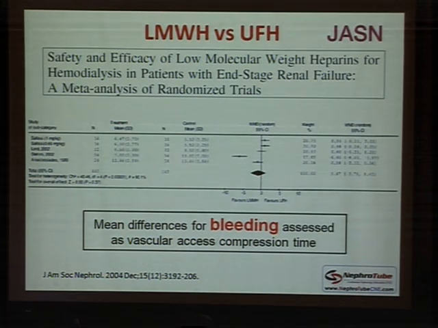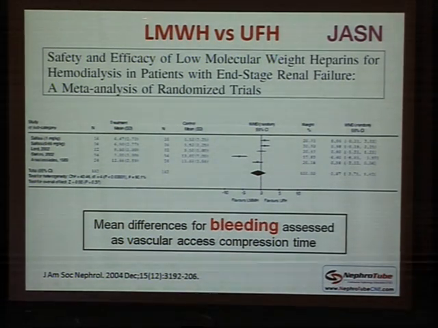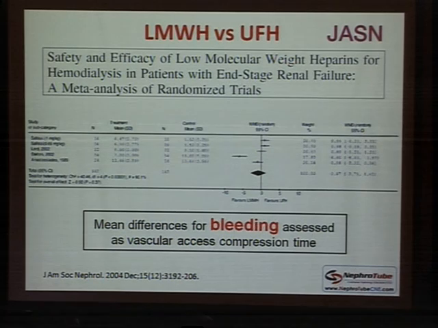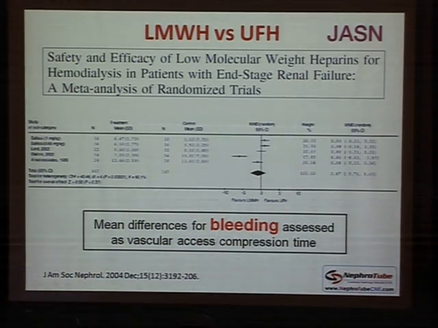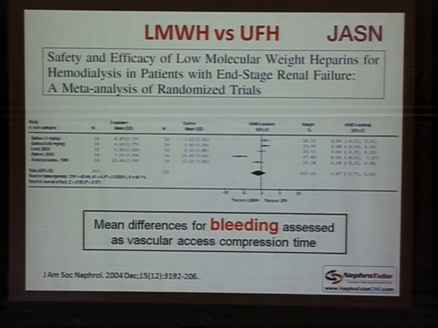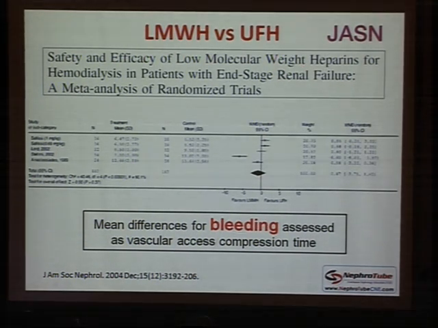The two most important complications for the comparison between low molecular weight and unfractionated heparin are bleeding and thrombosis. This is one of the most important meta-analyses comparing low molecular weight heparin and unfractionated heparin regarding bleeding as a major side effect. There was no difference between them regarding bleeding from vascular access.